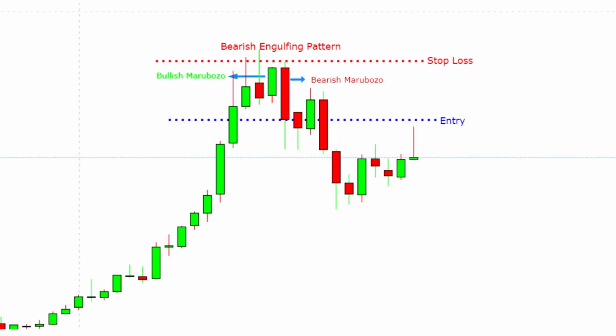In this chart, after a proper uptrend, a bullish Marubozu candlestick was formed, and next candlestick bearish Marubozu was formed. You have already been told that bearish Marubozu candlestick can be smaller or larger than bullish Marubozu candlestick. Still bearish engulfing pattern is valid. Then breakdown, and bearish engulfing pattern has done its job.